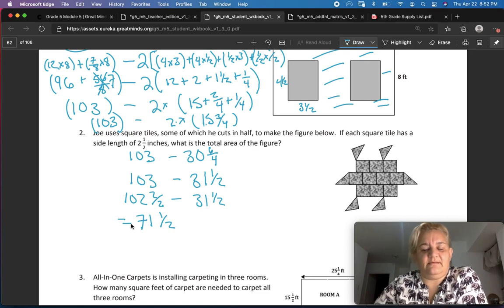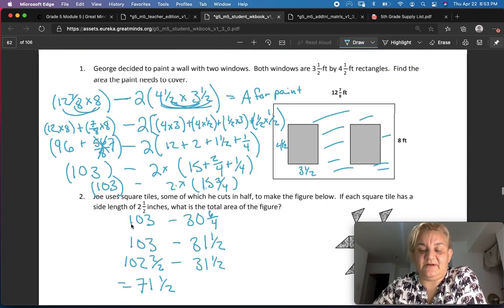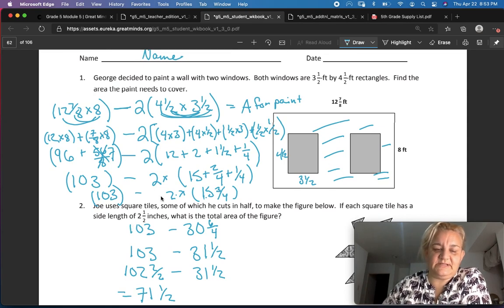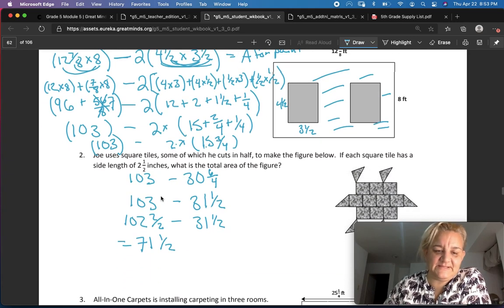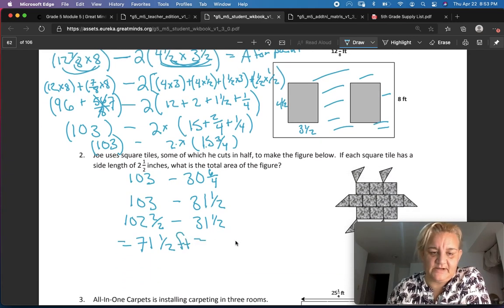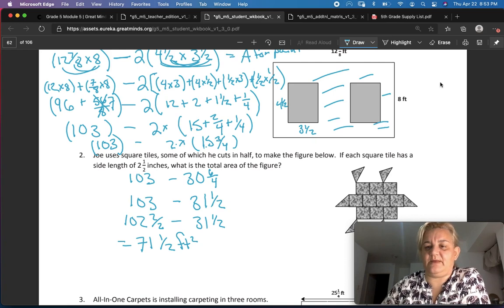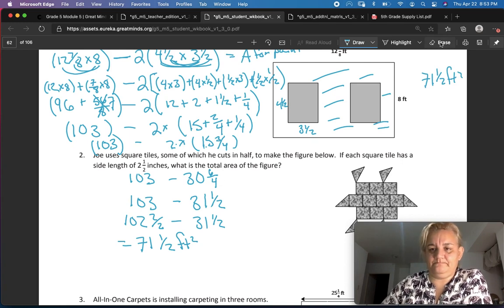Okay. It took a lot of work to get there, and you're going to have to write small because they don't give you a whole lot of space. But the paint is going to cover 71 1/2 feet squared. Okay, that's a 2. I wrote it a little fast. Okay, squared. All right, so pause this if you need to because I'm about to erase this so that I can write in the rest for number 2. But I will write the answer over here, 71 1/2 feet squared. Okay, pause now.